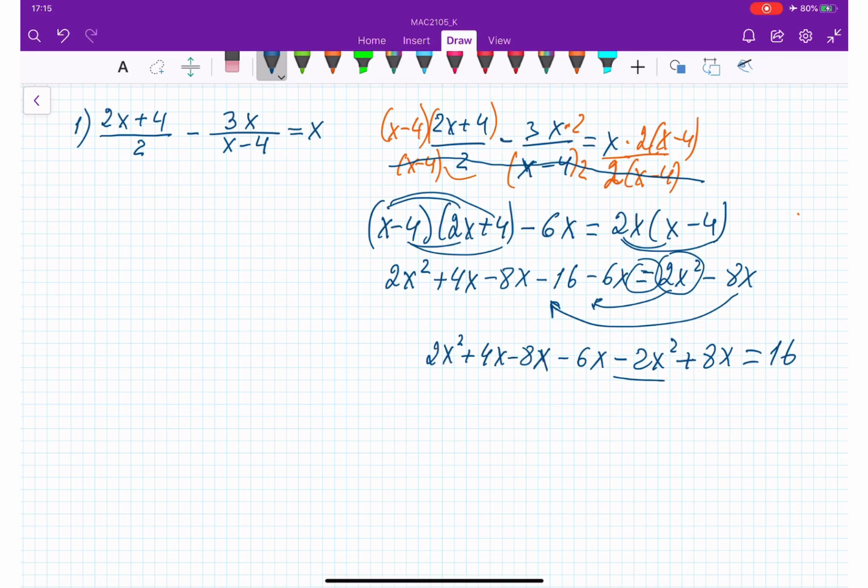What do we have? So first of all, this 2x squared will be cancelled with this negative 2x squared. Negative 8x will be cancelled with positive 8x. Next, like terms: 4x minus 6x is going to be negative 2x, right? Equals 16. And divide by negative 2 here, divide by negative 2 here. X is equal to 16 over negative 2, which is negative 8. Okay.